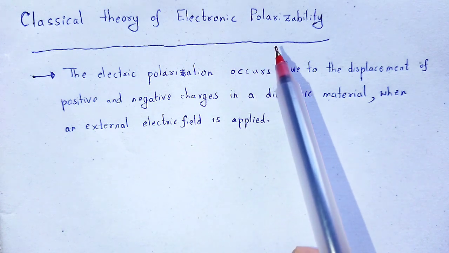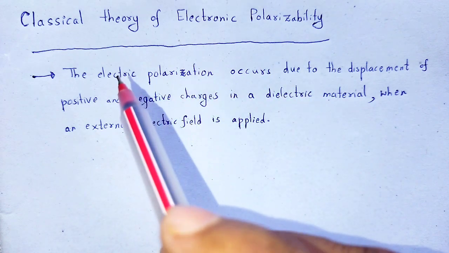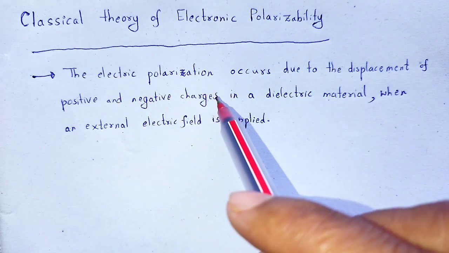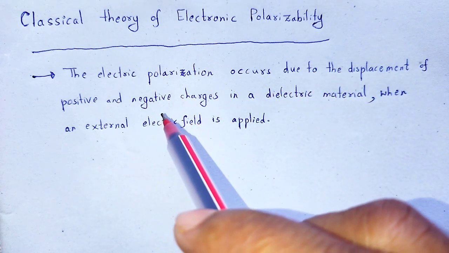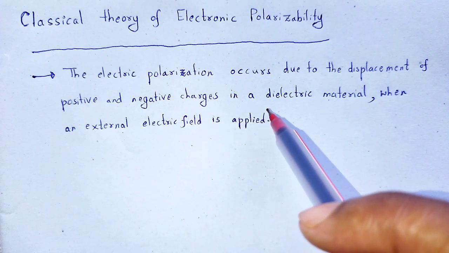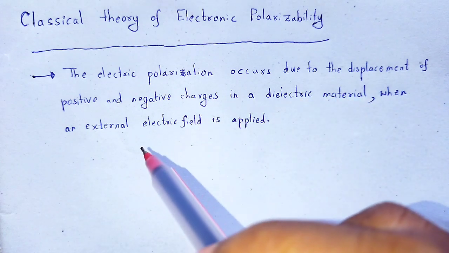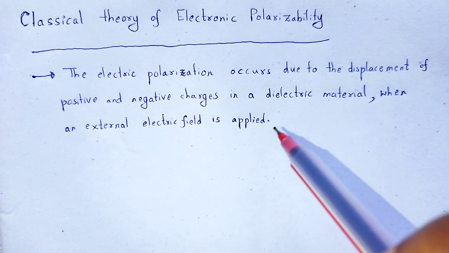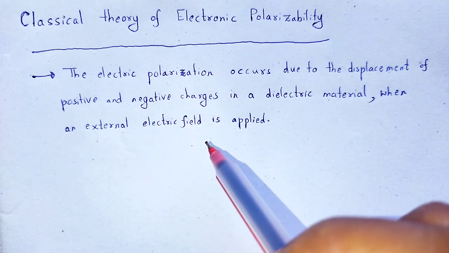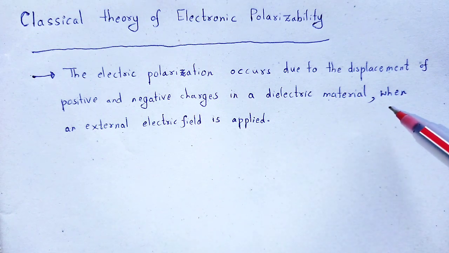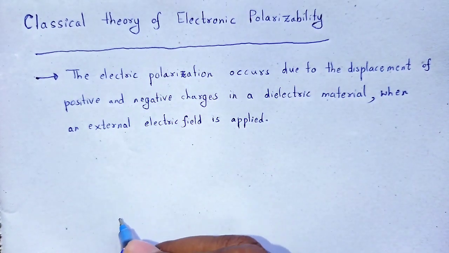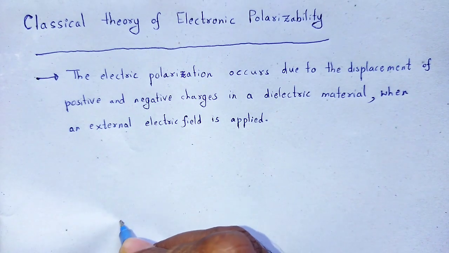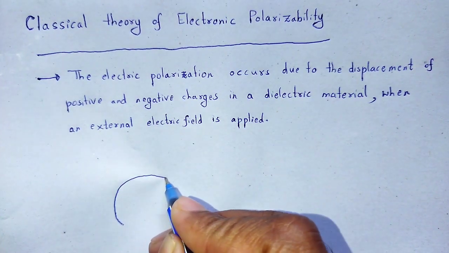What is electronic polarizability? The electric polarization occurs due to the displacement of positive and negative charges in a dielectric material, when the dielectric material is present in an external electric field, or in other words, when an external electric field is applied. Let me consider an atom of dielectric material.